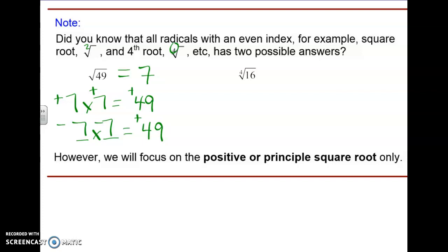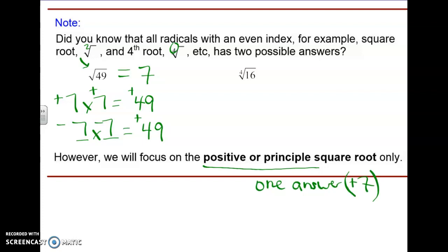So we need to decide, when do I have to tell you 2 answers, or when do I have to tell you 1? When we see this symbol written on the page, the square root symbol is already there. It's understood to be the positive or the principal square root. So when we have that symbol there, we're only expecting one answer only. And that answer will always be the principal square root. So in this case, I would say positive 7.